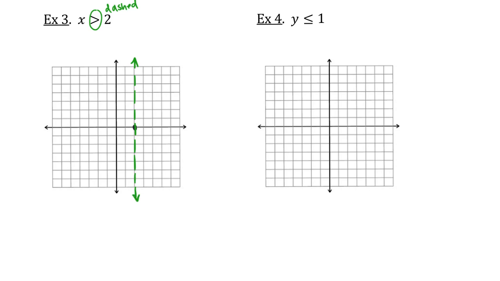Okay, now I need to figure out whether I'm going to shade over here or over here. What am I going to check? I'm going to use 0, 0 because, again, it's just so easy. Okay, so x is 0. So is 0 greater than 2? Nope. So do not shade the 0, 0 side. The solutions are going to lie on the other side.